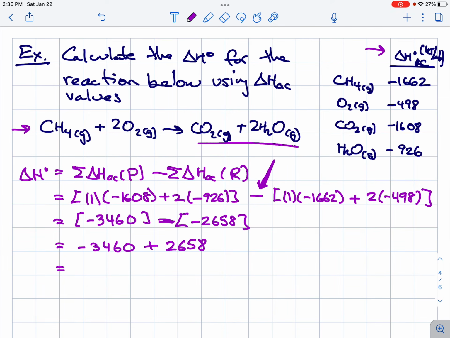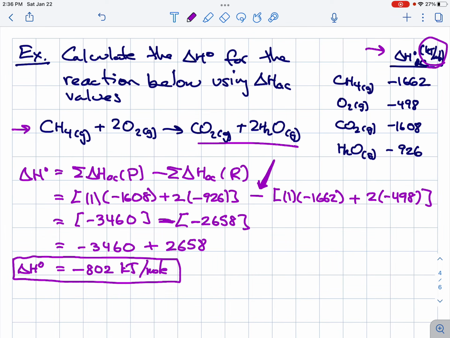Okay? All right, so punching this through the calculator, that's going to give me negative 802 kilojoules per mole. Okay. The unit is kilojoules per mole because I was given the delta HACs in kilojoules per mole. All right, so fairly straightforward, mostly just plugging and chugging. Be careful that you don't lose your minus signs along the way.